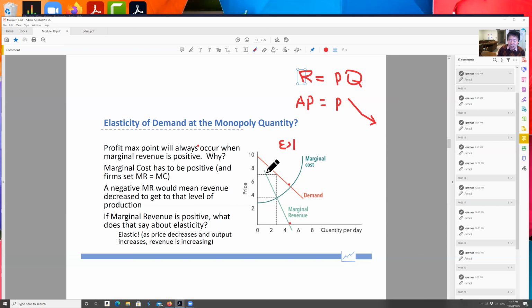So the intersection of marginal revenue and marginal cost curve occurs right here. So that is the optimal output, Q. And where is the monopoly price? Not here, but it's found on the demand curve. There would be a monopoly price, PM.